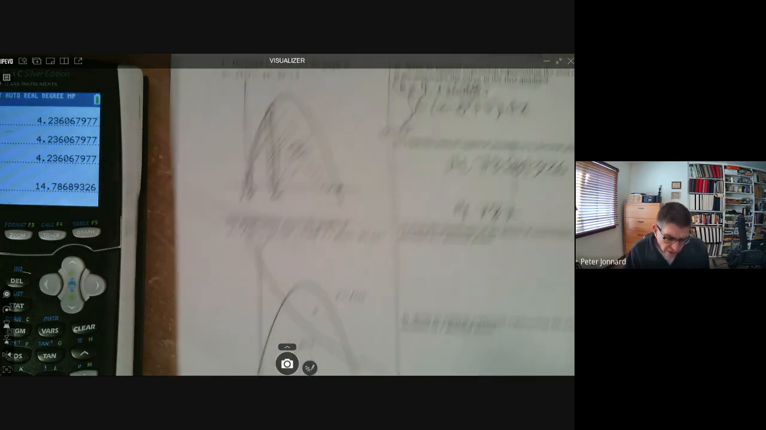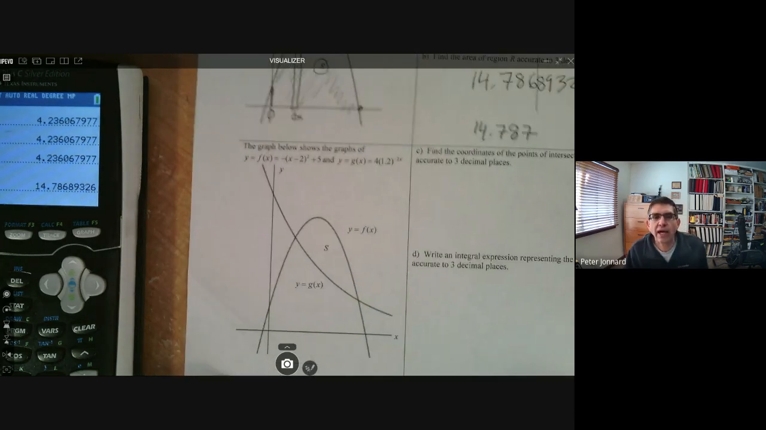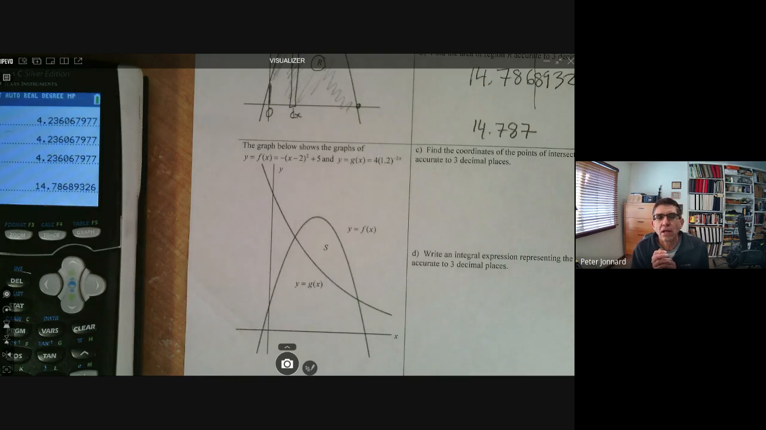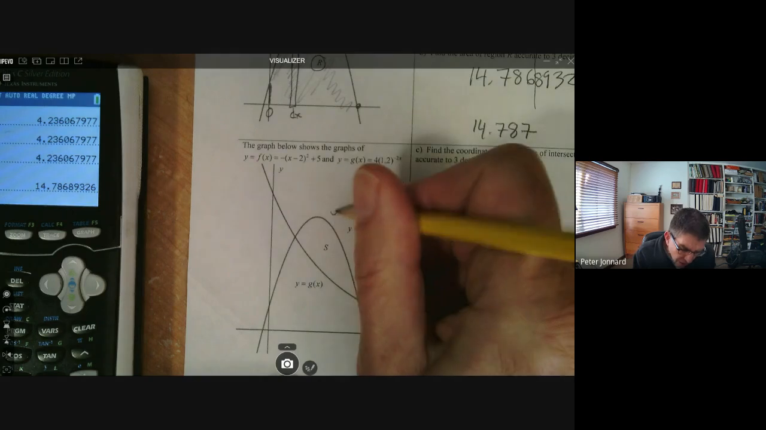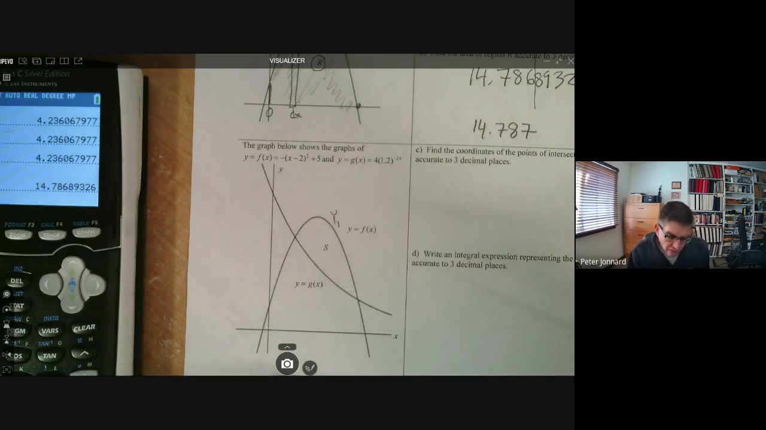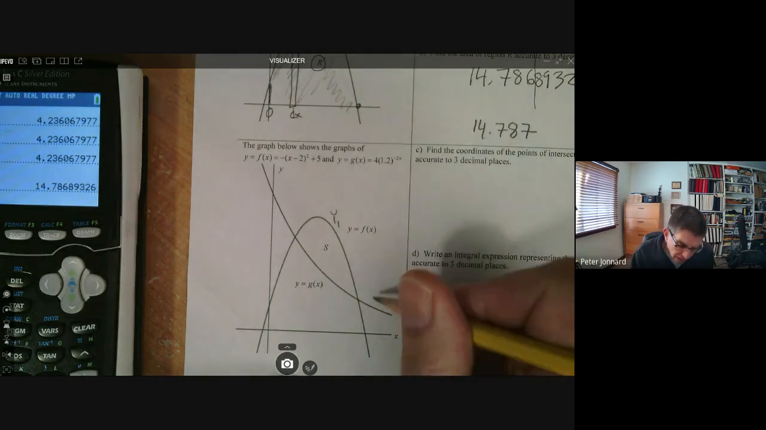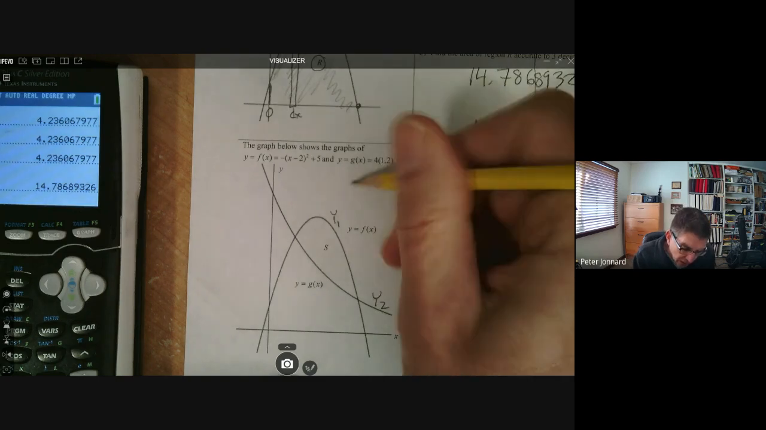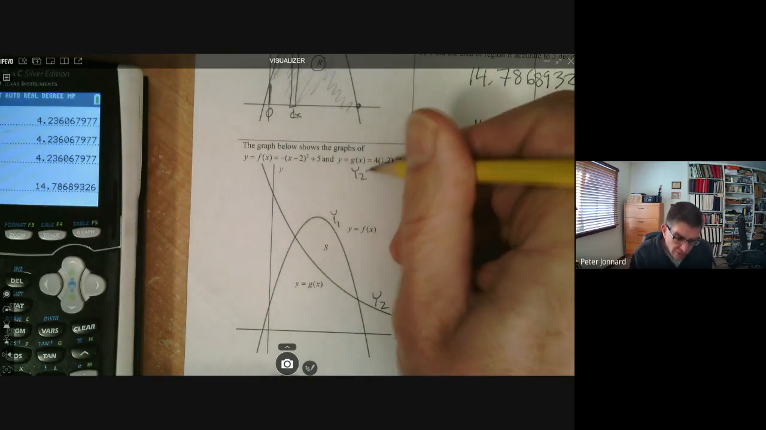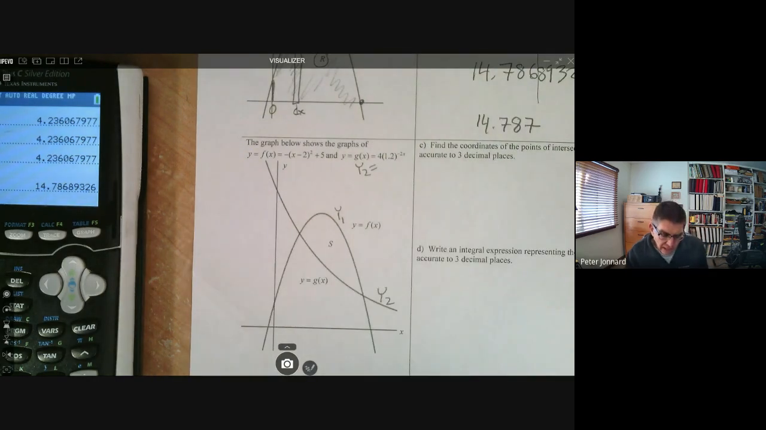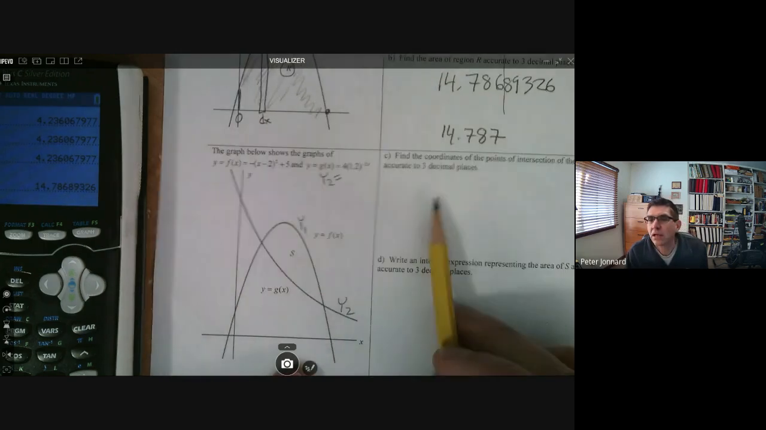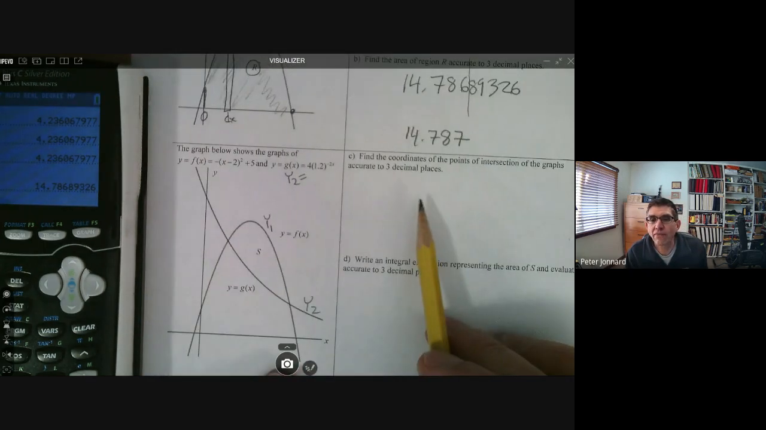Okay. All right. Next question. This time we have the graphs of 2 different functions here. One of them is obviously exponential. So since I called this y1, I'm going to let this remain graph y1, and I'm going to have this be graph y2. So this will become y sub 2. That's my second graph. And then what it says is find the coordinates of the points of intersection of the graphs accurate to 3 decimal places.